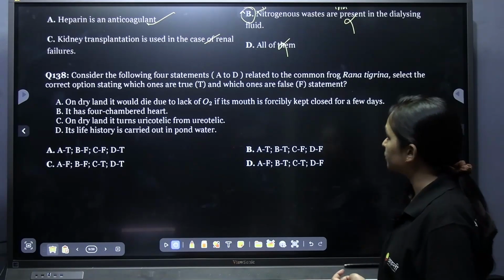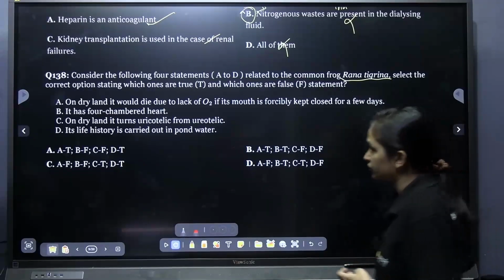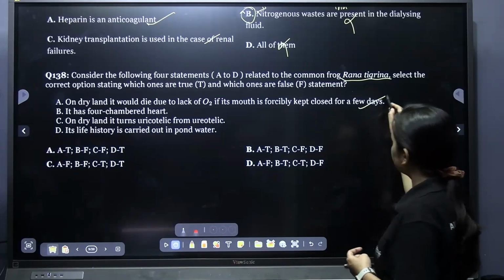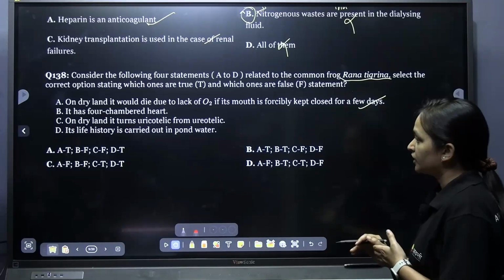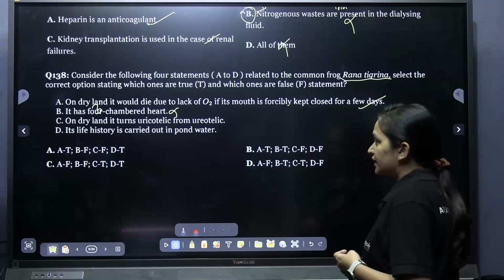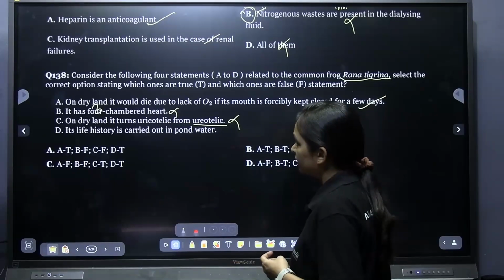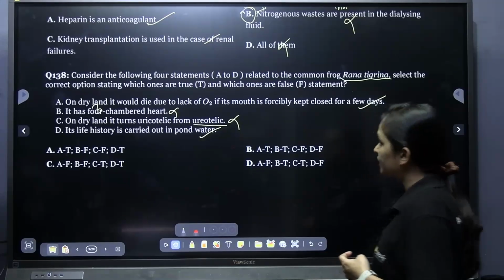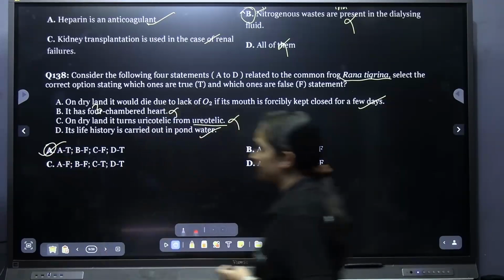Consider the following 4 statements A to D related to common frog, Rana tigrina. Select the correct option. We need to find true or false. On dry land, it would die due to lack of oxygen if its mouth is forcibly kept closed for a few days. Yes, it can be. They can even inhale through the nose also, but this can be the case. Yes. It has a 4-chambered heart. No, it has a 3-chambered heart. On dry land, it turns uricotelic from ureotelic. No, it is always ureotelic. If its life history is carried out in pond water, yes, correct. So, A is true, B is false. So, A is the correct answer.